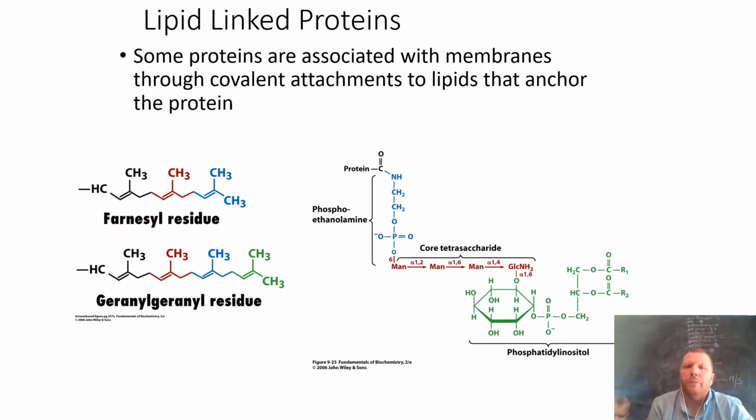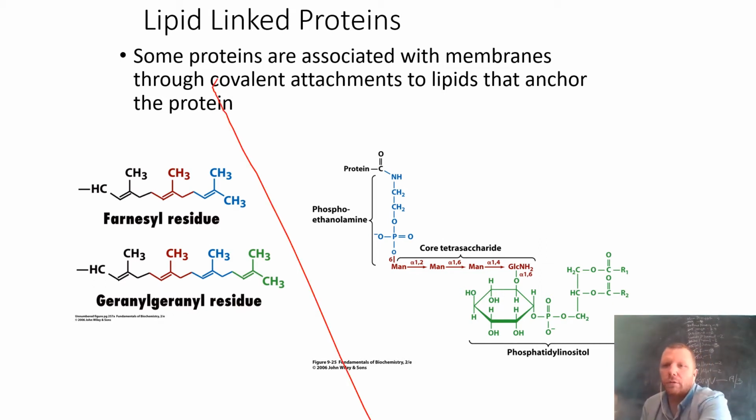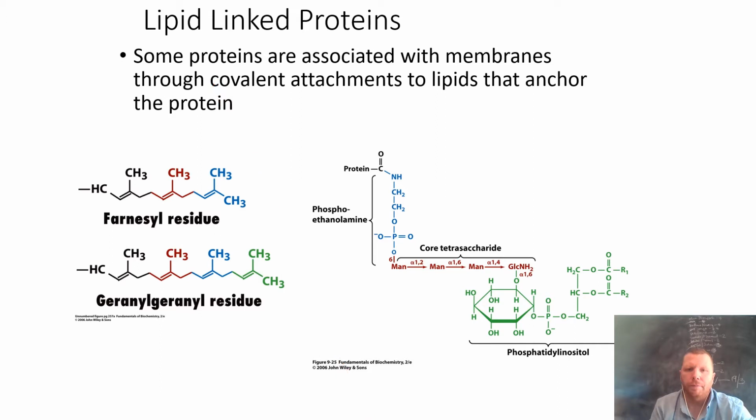Now, as we looked at previously, there are lipid-linked proteins, where a protein has a post-translational modification of a lipid molecule that gets inserted into a membrane and enables it to be associated with that membrane. So some proteins are associated with membranes through covalent attachment to lipids that anchor those proteins.